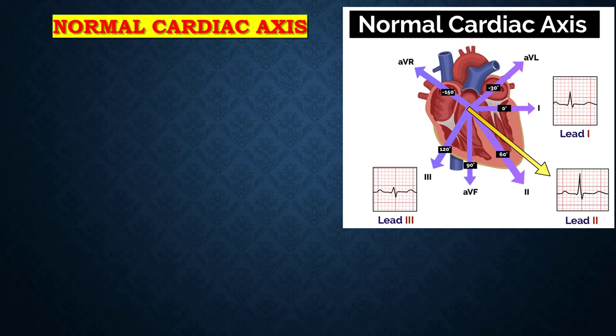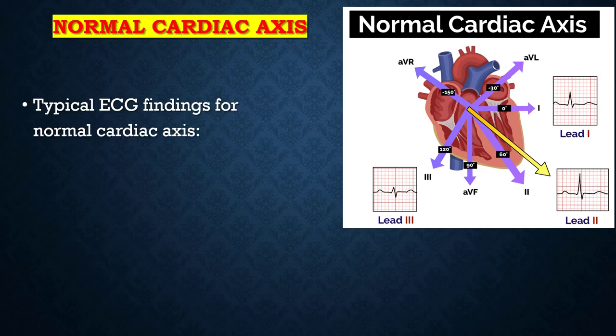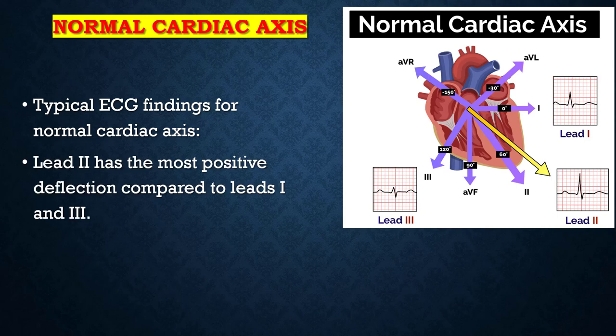Normal cardiac axis. Typical ECG finding for normal cardiac axis: lead 2 has the most positive deflection compared to lead 1 and lead 3. In normal cardiac axis, lead 2 has positive deflection which is more than lead 1 and lead 3. When you see this type of finding on ECG graphs, this is normal cardiac axis.